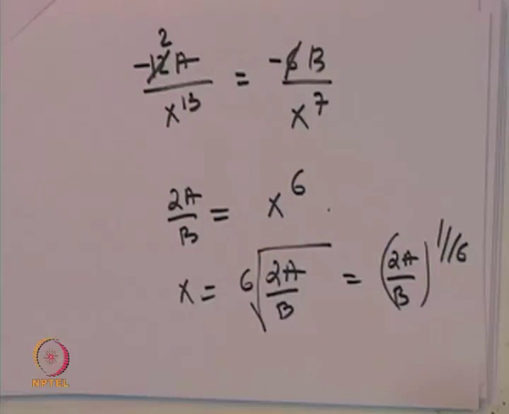Now, you want to find out the second derivative. So, what you should do is find the second derivative and substitute it, and you will see that it is a minimum at this particular value. So, at this value of 2 a by b whole power 1 by 6, it is a minimum.